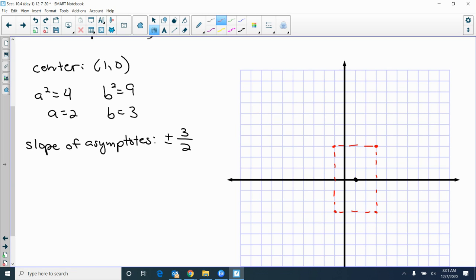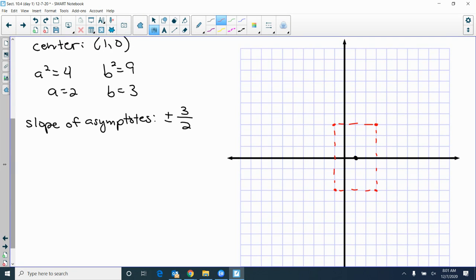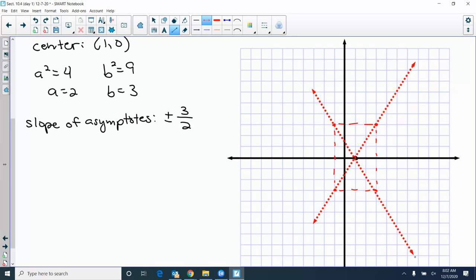So that's going to be kind of the guide for my asymptotes. So I'm going to use right here, and I'm going to go through those. I'm going to carry it through on both sides. And actually from each point, you can go up 3 and over 2.